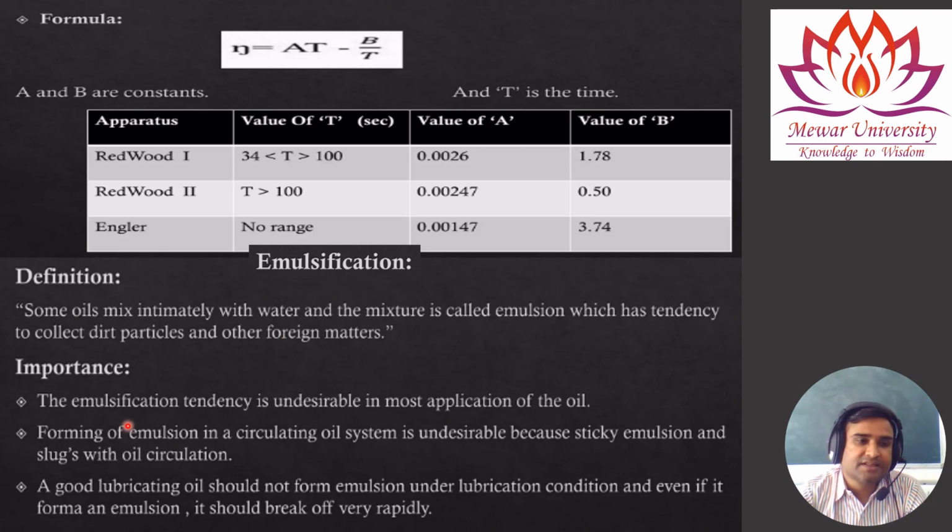So why is it important? The first is that the emulsification tendency is undesirable in most applications of the oil. Second, forming of emulsion in a circulation oil system is undesirable because sticky emulsion slugs the oil circulation, and a good lubricating oil should not form emulsion under lubrication conditions. Even if it forms an emulsion, it should break off very rapidly.